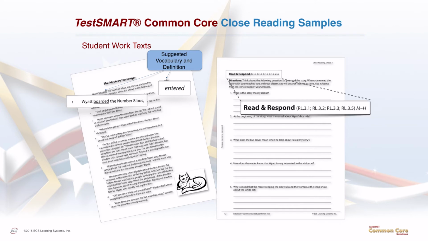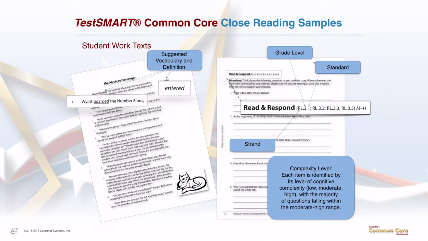The heading of each read and respond contains labels including grade level, the standard, the strand, and the complexity level. The complexity level for these items is moderate to high.